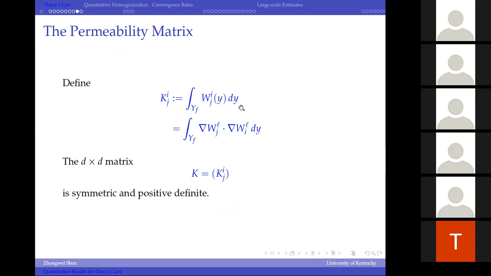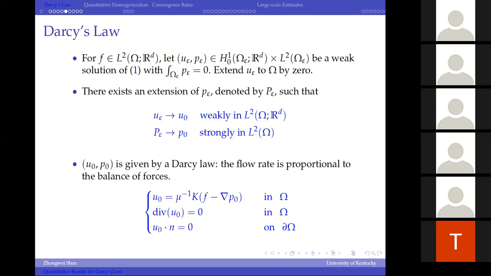If you use the Stokes equation, you can easily see that it's given also by the integral of the gradient of w_j dot the gradient of w_i. The index l is summed. So that shows that this matrix K is symmetric, and it's also positive definite. And so that is the constant matrix K in the Darcy law. And this gives you a constant elliptic equation in the domain omega with the Neumann boundary value problem.